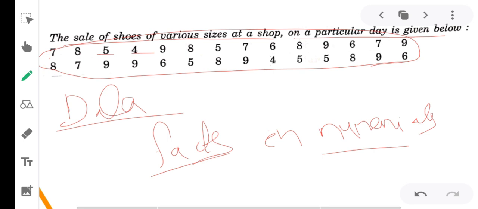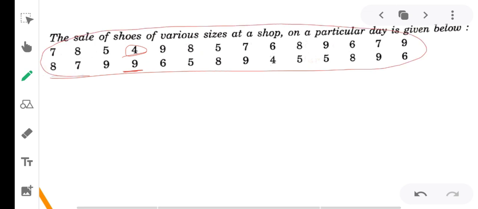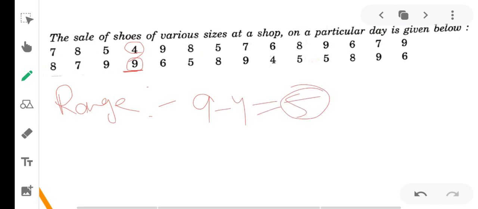In this data, 9 is the maximum value and 4 is the minimum value. So the range of this data will be the difference between the maximum value and the minimum value. So 9 minus 4 equals 5. This is the range of this data.